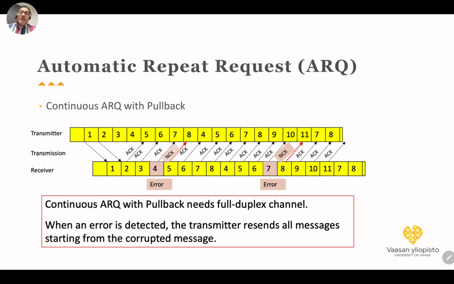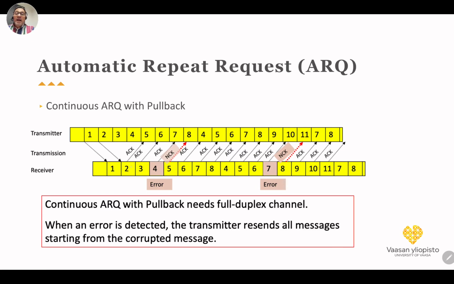The second kind of ARQ is called continuous ARQ with pullback. In that case, we have a full duplex channel, so the transmitter will not wait until it receives the acknowledgement. They continuously send the packets, as you can see, packet 1, packet 2, packet 3, and at the same time the receiver sends back the acknowledgement.